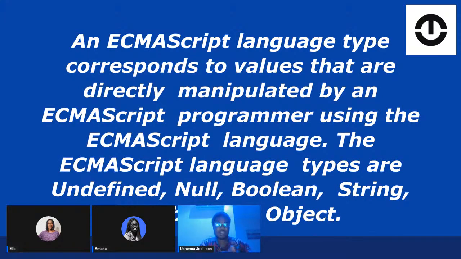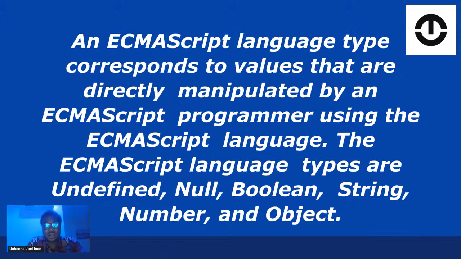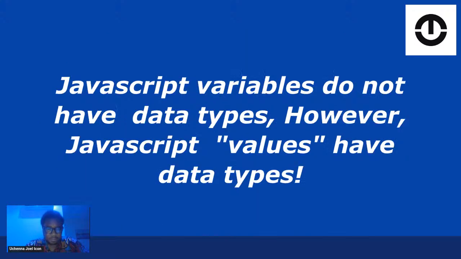This is a portion of text taken from the ECMA standard. ECMA is the standardization body for JavaScript, basically. And this is what they said: an ECMAScript language type corresponds to values that are directly manipulated by an ECMAScript programmer using the ECMAScript language. So just substitute ECMAScript here for JavaScript, right? The language types are undefined, null, boolean, string, number, and object. And I'll explain this in more detail.